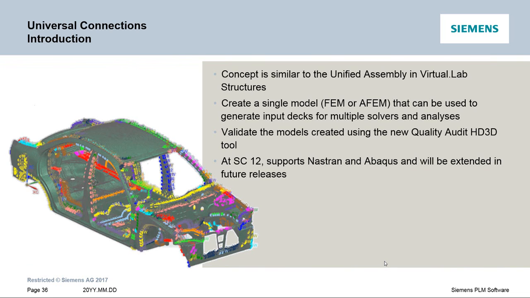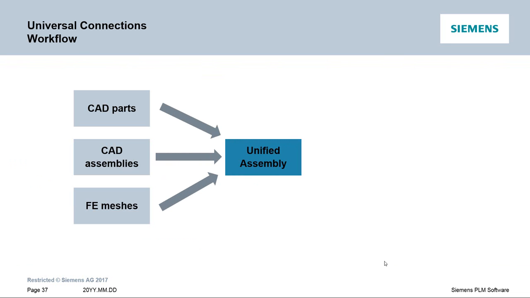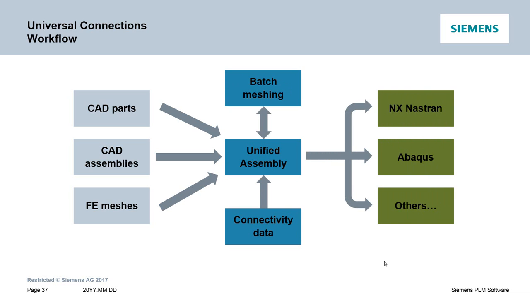Simcenter 12 is the introductory release for universal connections. This gives us the ability to take CAD parts, assemblies, and finite element meshes and create a unified assembly, which supports batch meshing and defining your connectivity data, then allows you to write out your finite element model in any of the supported environments.